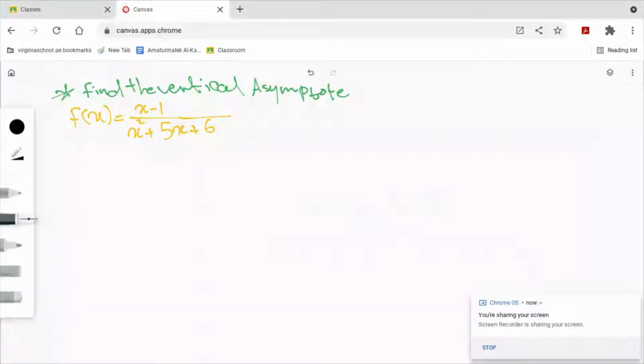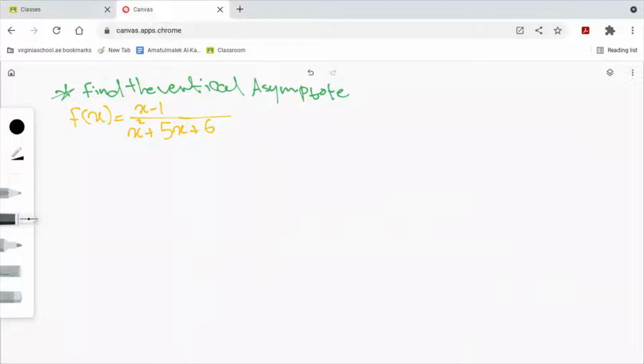Find the vertical asymptote. So you need to find the vertical asymptote or vertical asymptotes if there is more than one. First of all, what is the vertical asymptote? It's basically an invisible vertical line that your graph approaches and gets really, really close to, but never actually touches, never quite reaches.